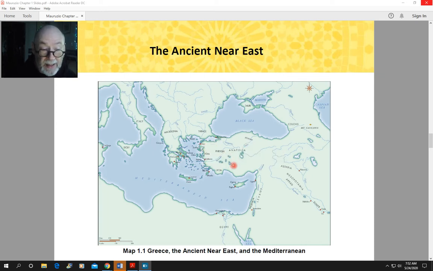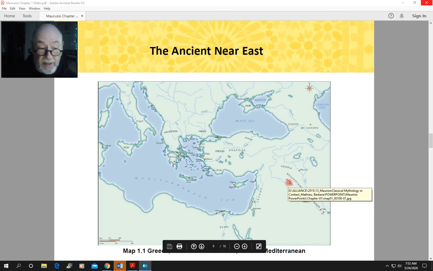In Anatolia, the Levant will be important. This is where the Phoenicians lived. Over here is ancient Mesopotamia, modern-day Iraq. Then Egypt. All of these we will be looking at some stories from these different cultures.